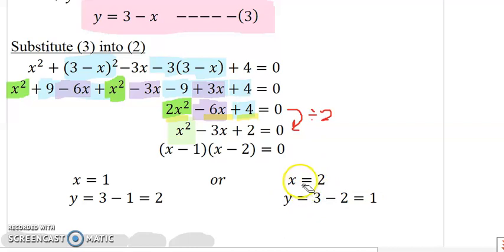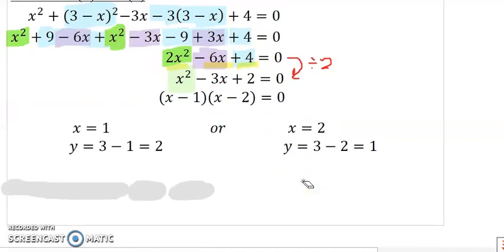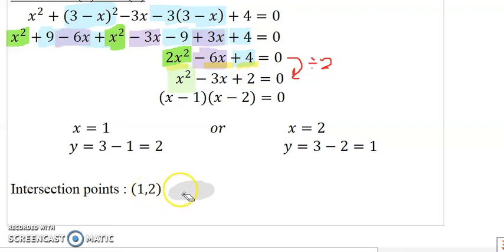Since the answer is for the points of intersection, let us write down the coordinates of the points instead of leaving them in the form x equals 1, y equals 2. We write in coordinate form. So the final answer, the intersection points, are: you group x equals 1, y equals 2 and x equals 2, y equals 1 to form the point (1, 2), when x equals 1 and y equals 2, and then the other point is (2, 1). This is how we find the intersection points of two circles.